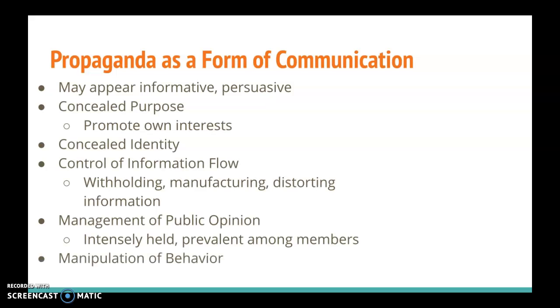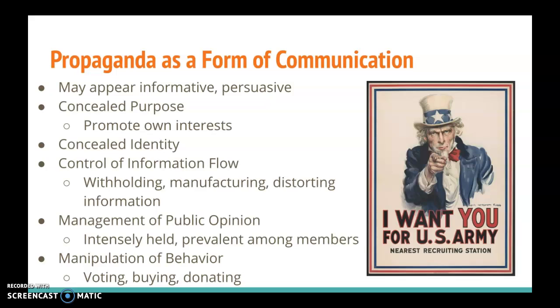And finally, the propagandist is going to try to manipulate the behavior of their audience. This can mean they're trying to get the audience to vote, to buy a specific product, to select a type of entertainment, to join an organization, to display a specific symbol, to fight for a cause, to donate to an organization, to join the army. There's lots of different behavioral outcomes that the propagandist might be seeking.